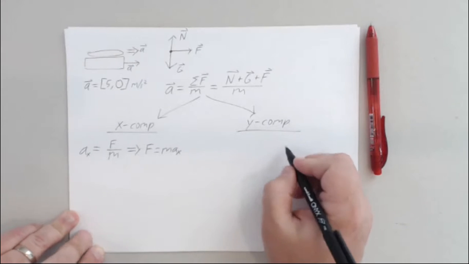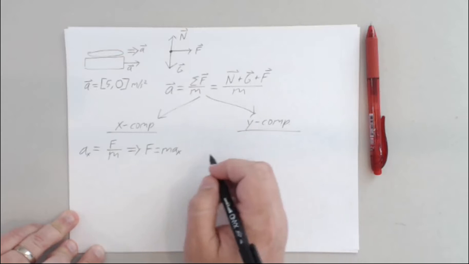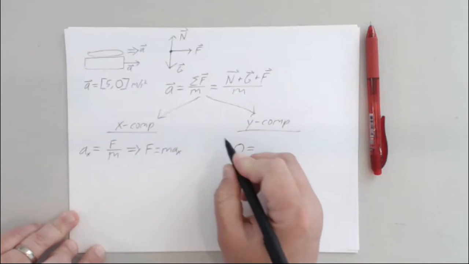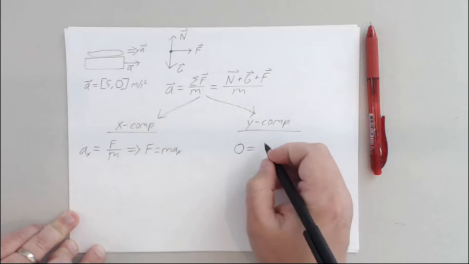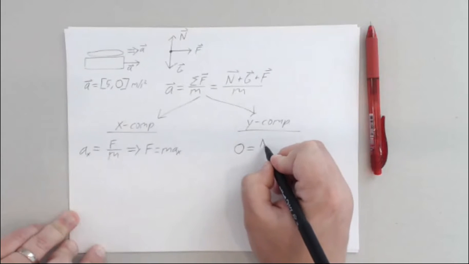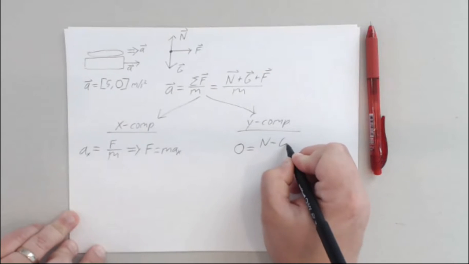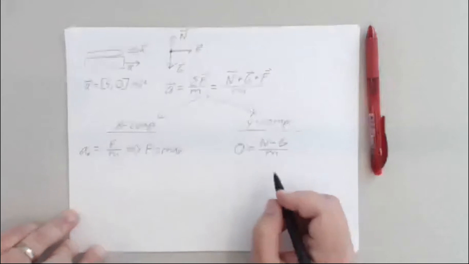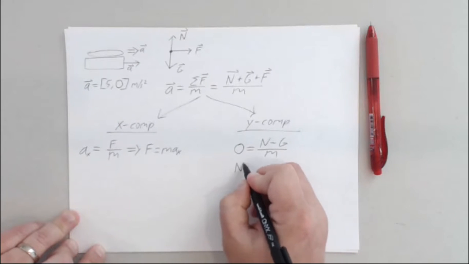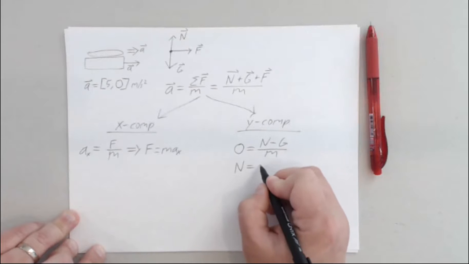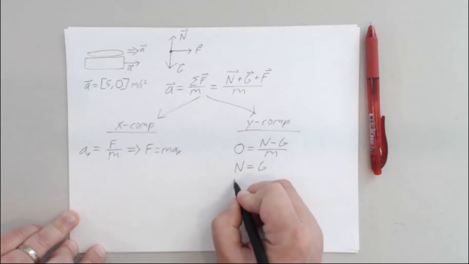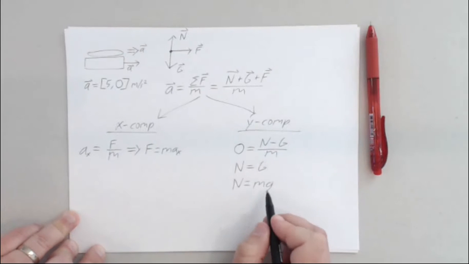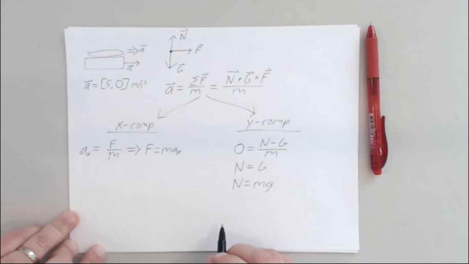Okay, so let's come over here to the Y components, right? The Y component, there's no acceleration, so I can just write 0. The sum of my forces, well, I've got a normal force going up, and I've got a gravitational force going down. If I multiply through by the mass and move the gravity to the other side, I get that my normal force is just equal to the weight. So my normal force is just mass times gravity, right? Times 9.8.